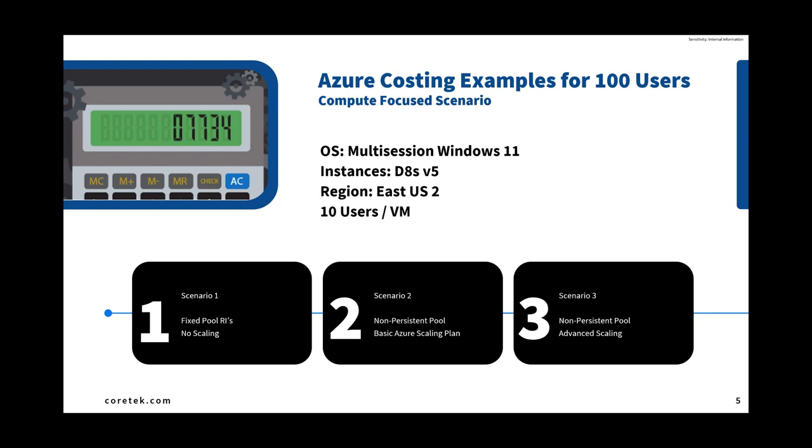compute, and we're just going to do a simple head-to-head in some common usage scenarios for what is the same net load. We're going to use a multi-session Windows 11. We'll use a D8s v5 in East US 2, and we'll get about 10 users per VM. And the first scenario, we're going to say, not only are we just going to use RIs, because we feel like that's the minimal cost optimization we can do versus just doing pay-as-you-go. Scenario 2, we'll use an Azure scaling plan. And scenario 3, we'll use a non-persistent advanced scaling from Nerdio. And we'll quickly highlight some of the principles around this.